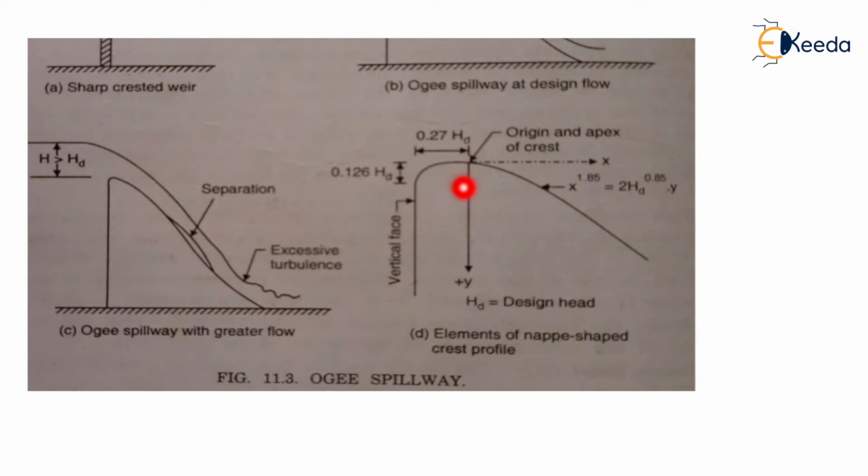This will be considered as the origin. This will be the apex point of the spillway crest. At this point only, this is the peak point, the highest point. So by considering this as the origin, we are again designing the downstream crest profile. For designing this crest profile, we are using one equation, and this is how we are going to design the Ogee spillway.